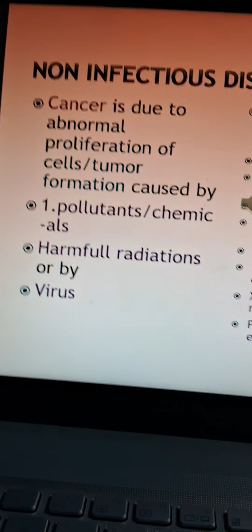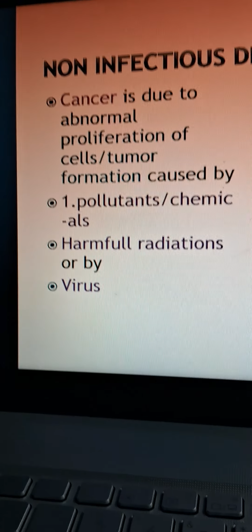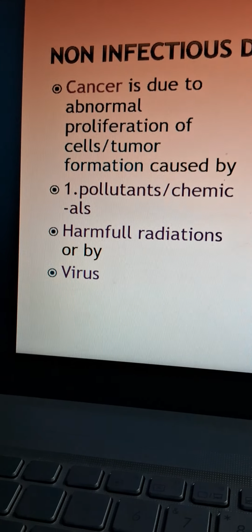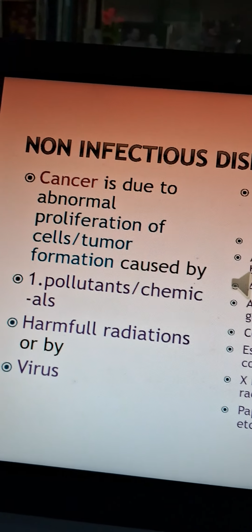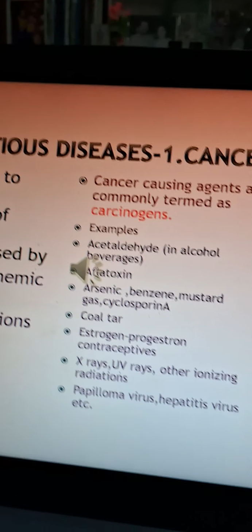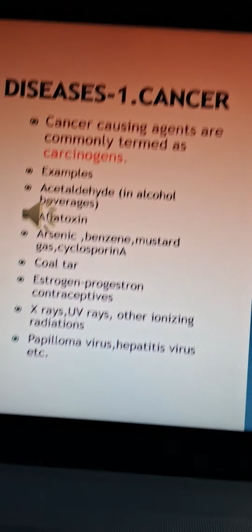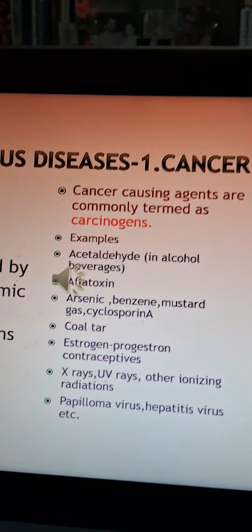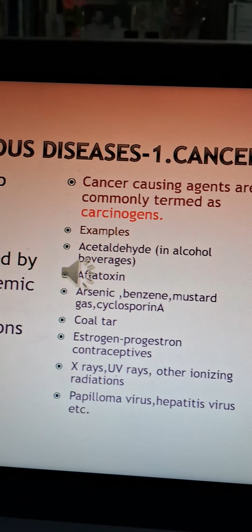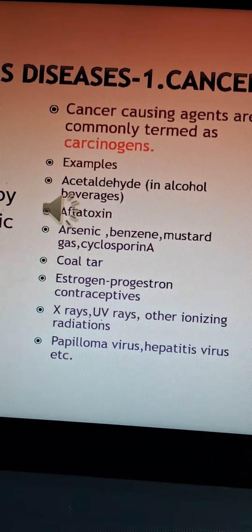Now we will see the details of non-infectious disease, cancer. Cancer is due to abnormal proliferation of cells or tumor formation caused by pollutants or chemicals, harmful radiations, or by viral infections. Cancer-causing agents are commonly termed as carcinogens. Examples: acetaldehyde, aflatoxin, arsenic, benzene, mustard gas, cyclosporine, coal tar, estrogen, progesterone, contraceptives, X-rays, UV rays, papilloma virus, etc.